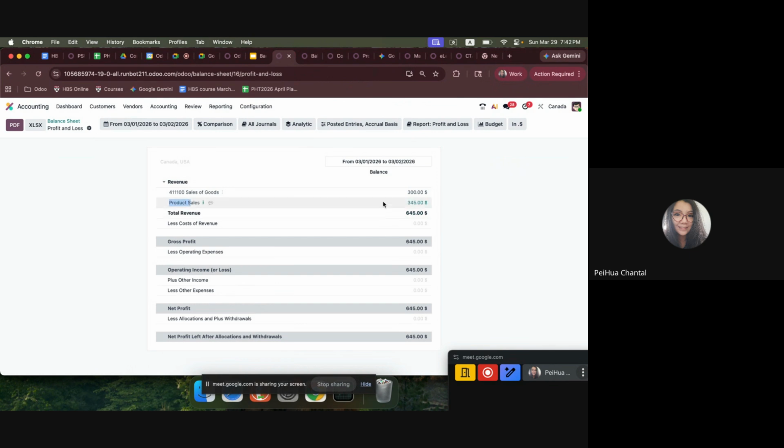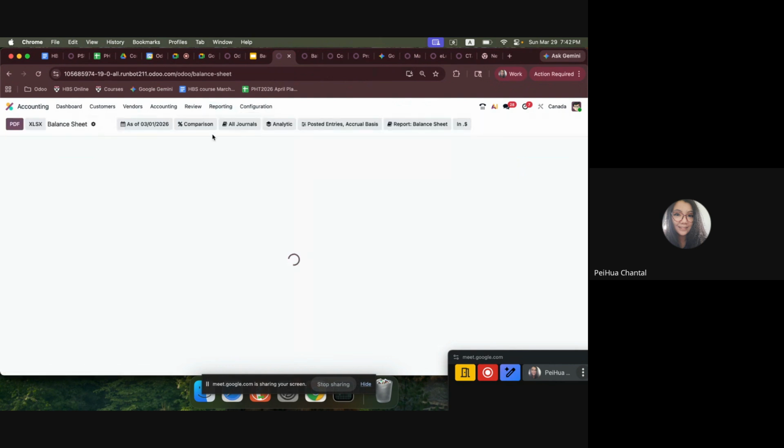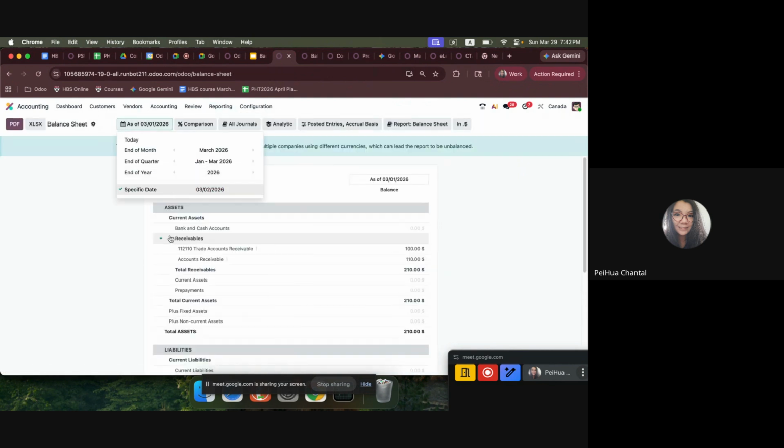My US, on the other hand, is 100 US dollars and then 200 US dollars, ending at 345, because I'm using the average rate between the 1.1 exchange rate and 1.2. So 1.1 plus 1.2 divided by 2. Using that rate for 300 US dollars converted to Canadian dollars, it is this. So 345. If you go back to the balance sheet and change the date to March 2nd, again, we are only based in Canada right now, adding the US company's transaction in.